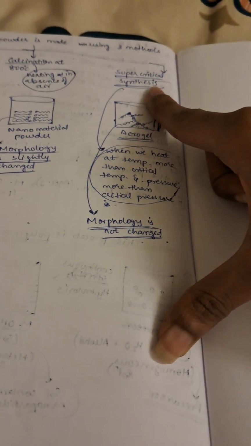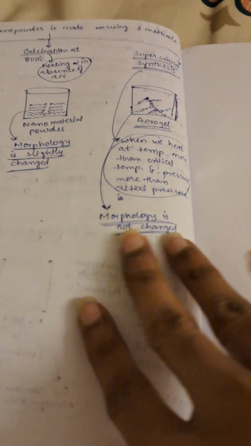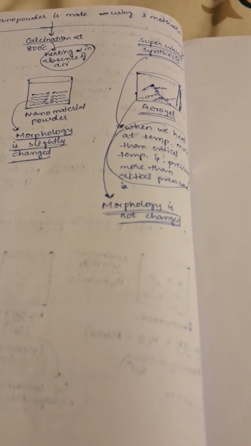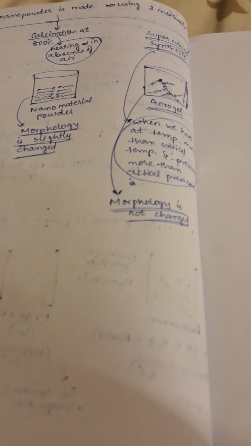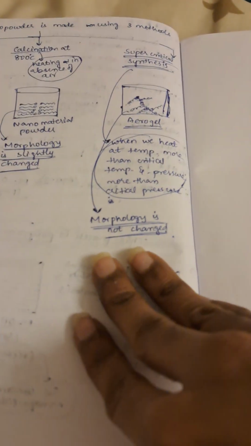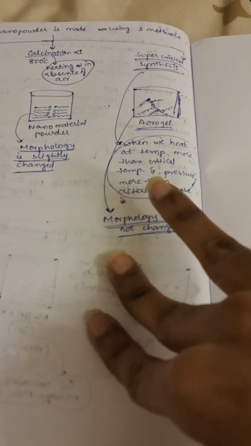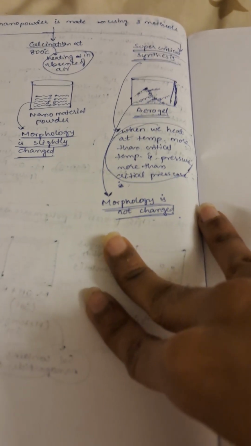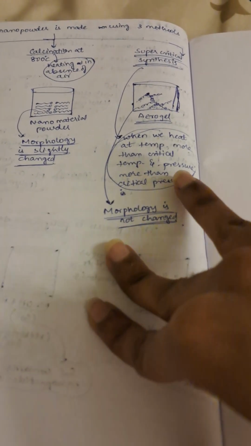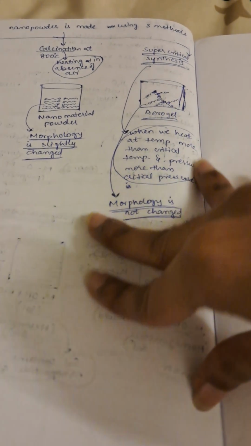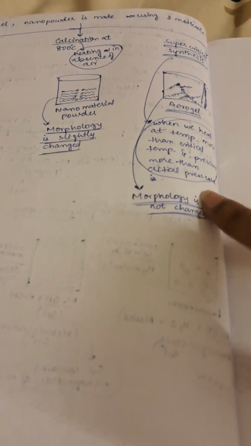Third method is supercritical synthesis. What is supercritical synthesis? Supercritical synthesis means when we heat at a temperature greater than critical temperature and a pressure more than critical pressure. Means here also you need to heat it, but the temperature will be greater than critical temperature and pressure will be greater than critical pressure. Then this is known as supercritical synthesis. Here aerogel is formed. Here morphology is not changed, exactly it will be there. So this is also a best method.